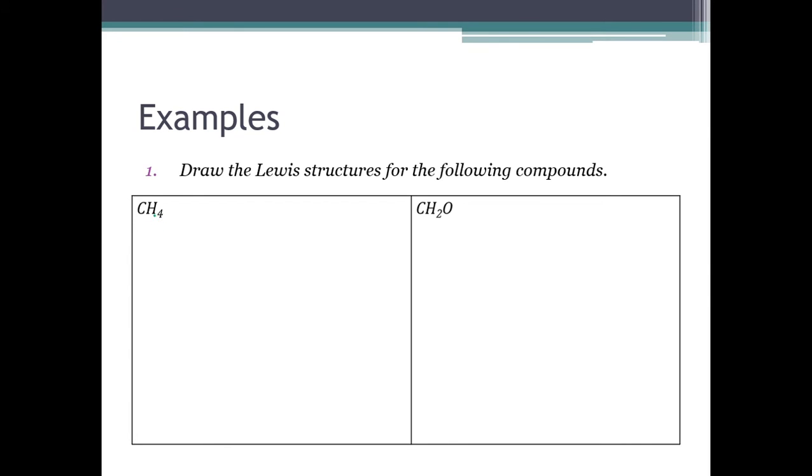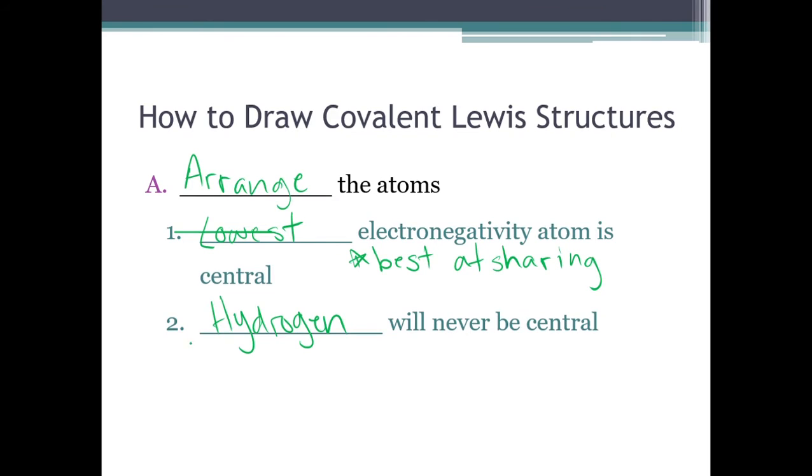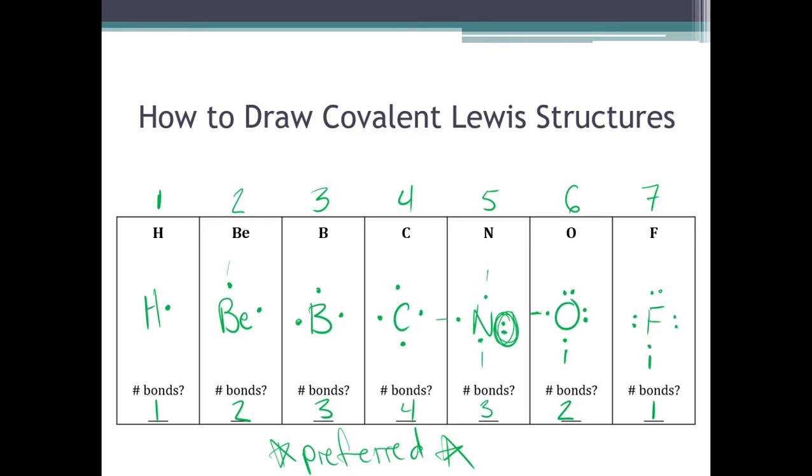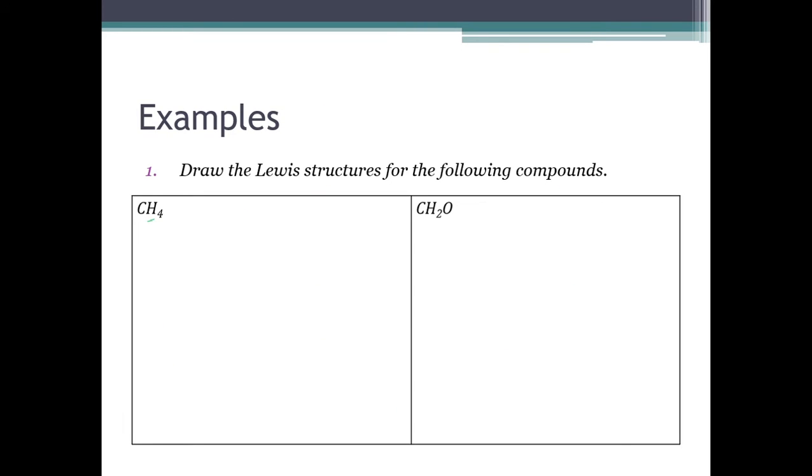Also, it should be our least electronegative element, which would be hydrogen, but if you recall, hydrogen will never ever be the central atom. One reason for this is that hydrogen can only make one bond. It's a pretty poor central atom if it can only bond to one other thing. So we're going to put carbon in the middle. Carbon right here, and put our 4 hydrogens just around it.